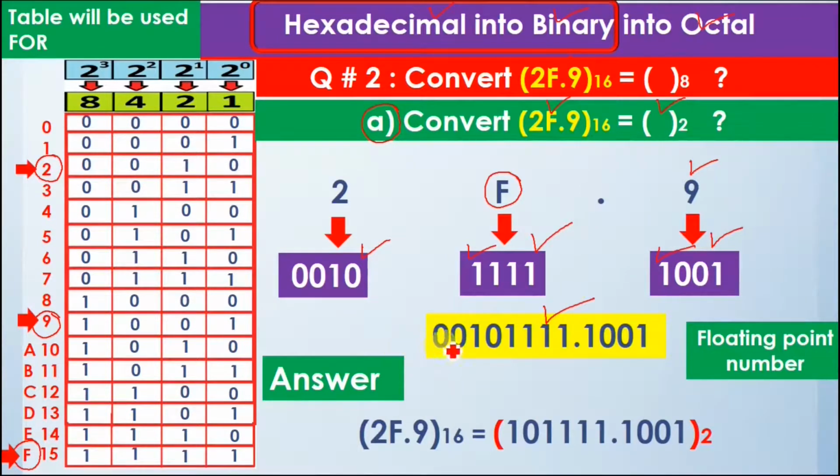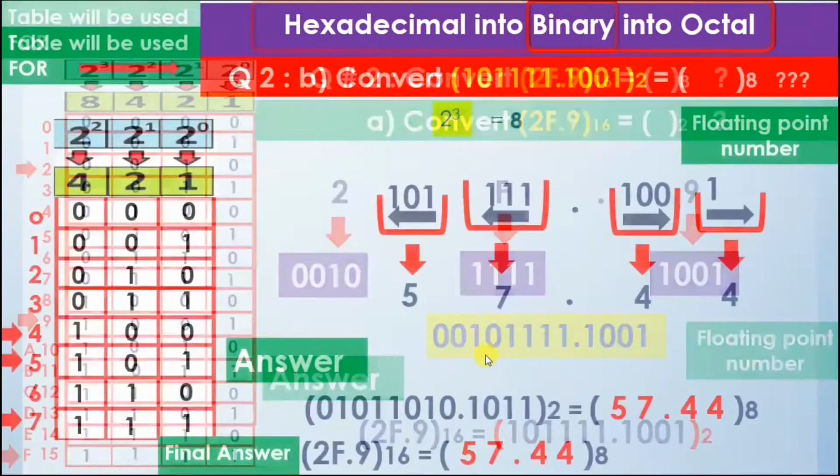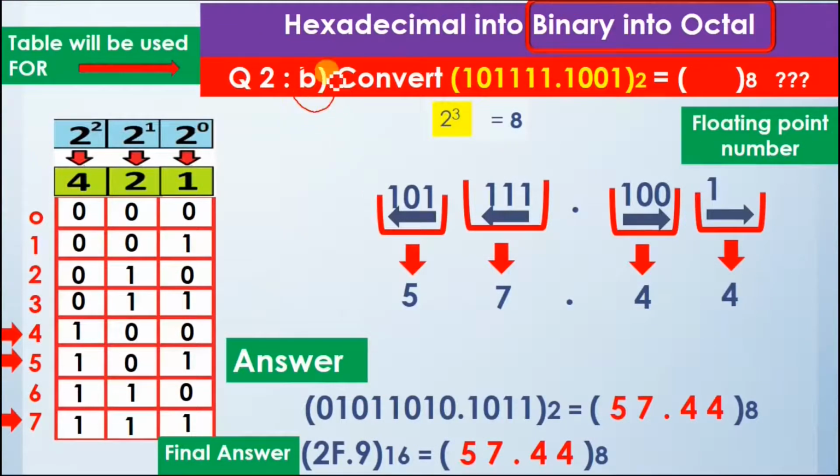So now we can write here 00101111.1001. Okay. So now we can say that the number 2F.9 in hexadecimal is equal to this number in binary. While calculating the final answer, we have omitted these 2 zeros. They are extra. You can add them, and if you don't add them, still the value of the number will remain the same.